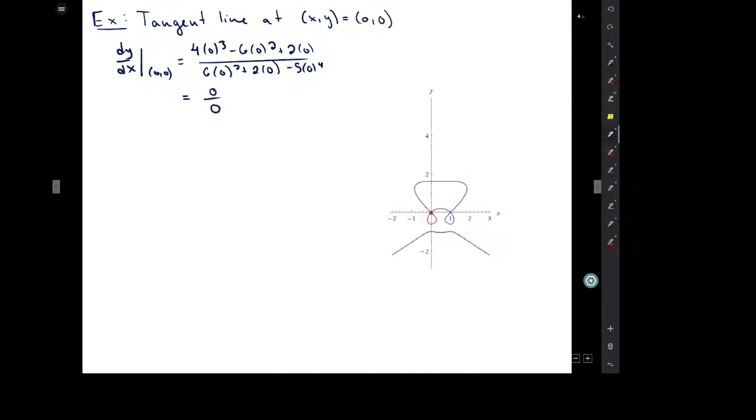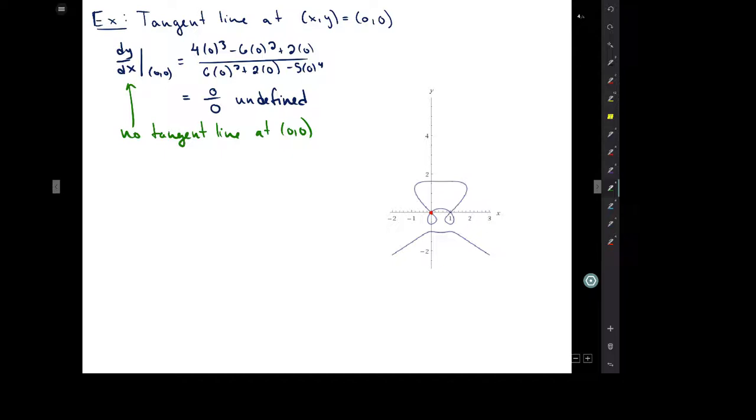This is 0 over 0. This is undefined. Remember, this is a function that we are plugging into. This is not a limit or anything. So this is just undefined. So what the derivative tells us is that there is no tangent line at this point 0, 0.